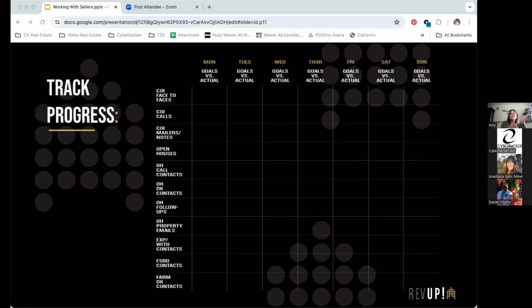It also will let us look back over the course of 6 months or a year and say, is this worth the return on investment? How much time, energy, and effort am I spending on this? How much money am I spending on it? And what kind of results am I getting? And am I actually doing the things that I said I was going to do? So make sure to track your progress.